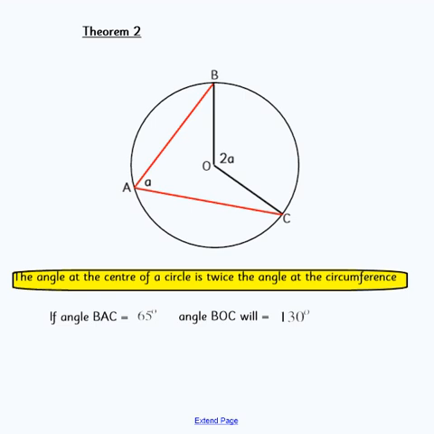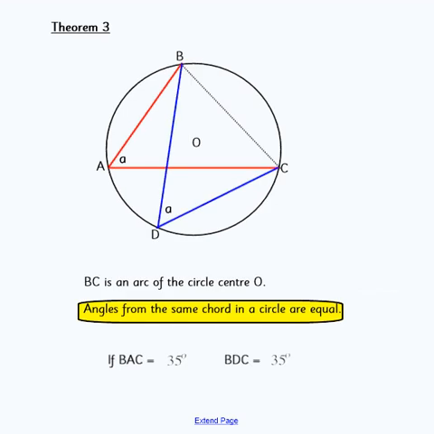Theorem 2, the angle at the center of a circle is twice the angle at the circumference. Again, I'll leave it on for you to copy it. Shift Win key S. That will copy to your clipboard. Theorem 3, angles from the same chord in a circle are equal. You see here.